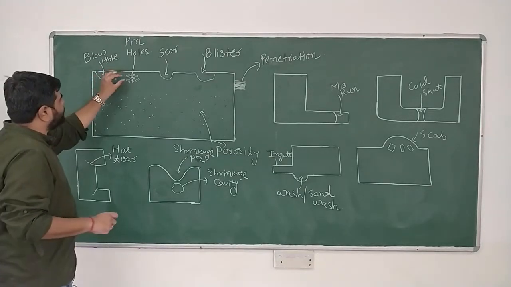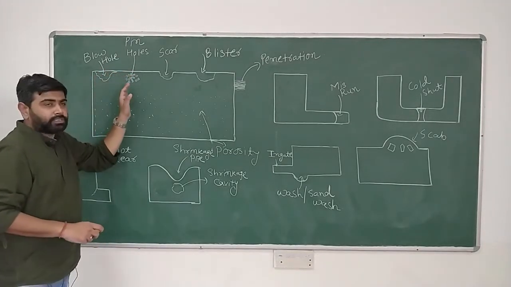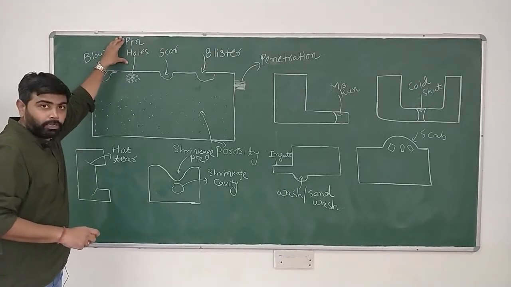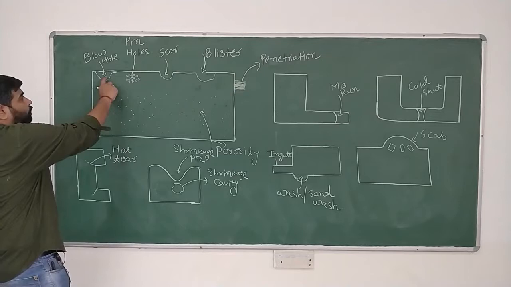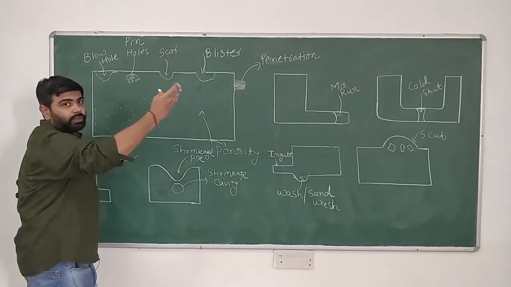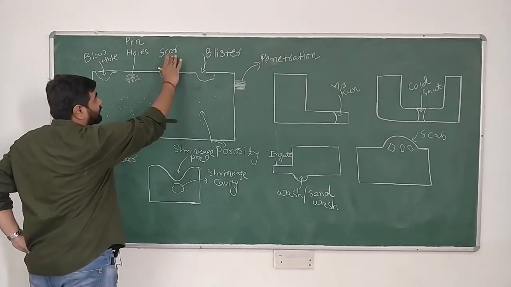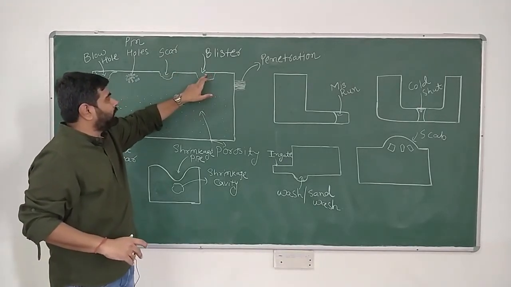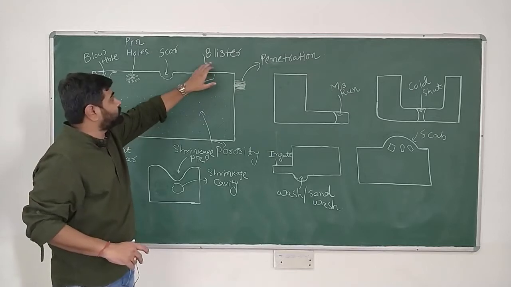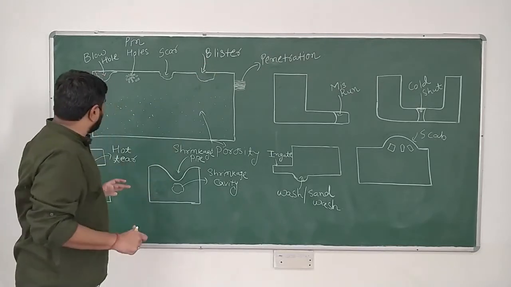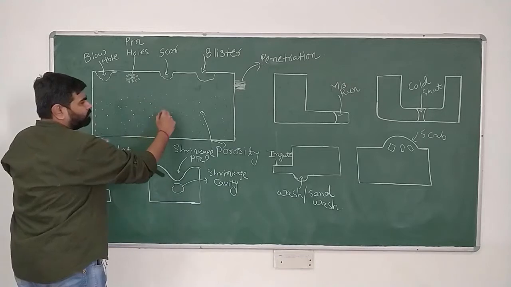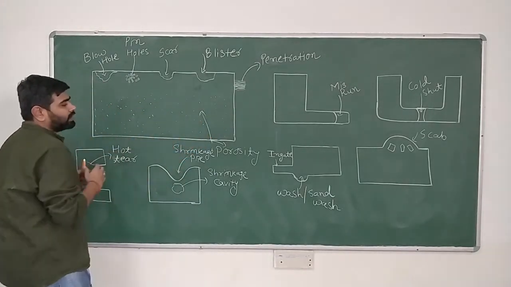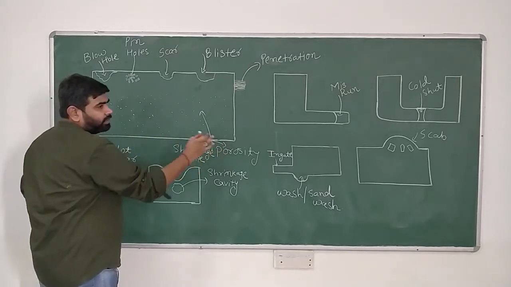Now if we have, let's say, very small holes present below the surface of a casting, then that particular defect is called a pinhole. If we have a blowhole which is open to atmosphere, then that will be called a scar. And when we have a scar which is partially covered by, let's say, a metallic surface, then it is called a blister. If we have very tiny holes which are present uniformly throughout the casting, then that defect is called porosity.